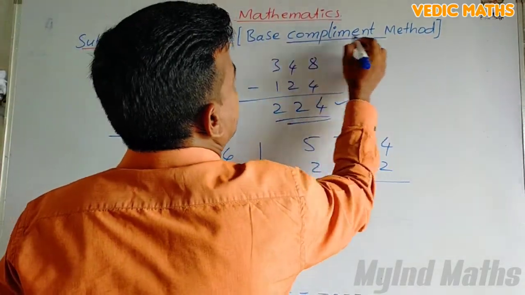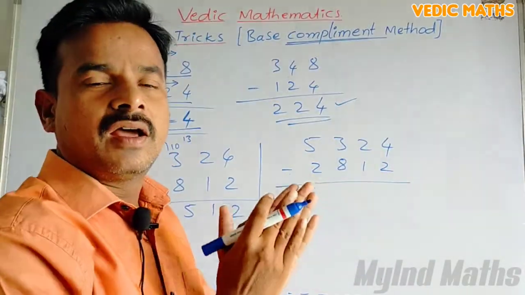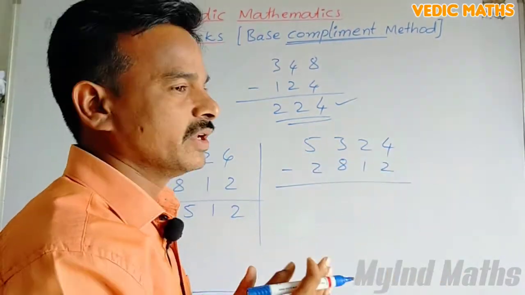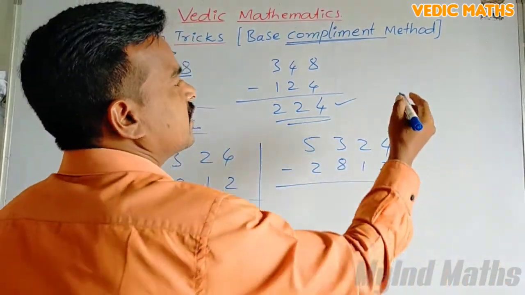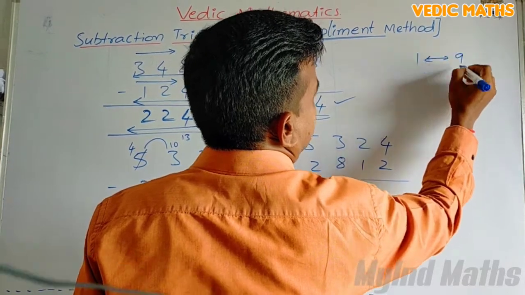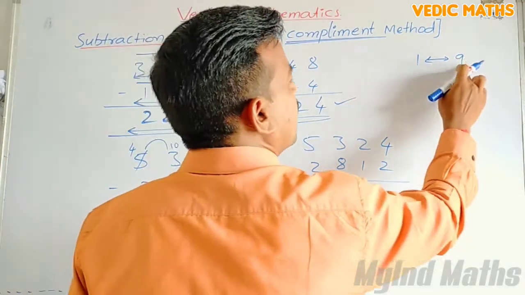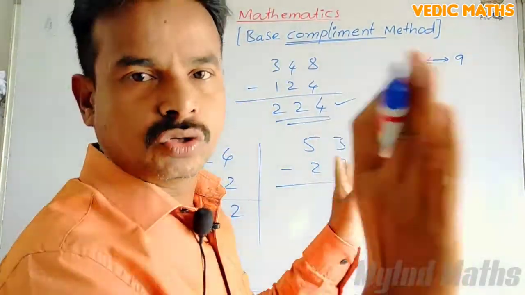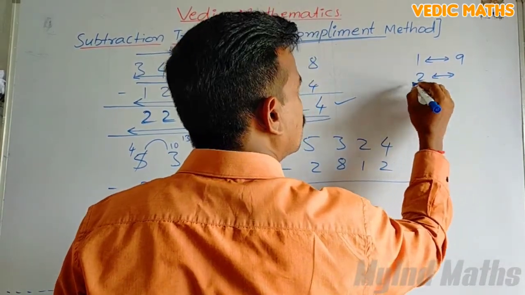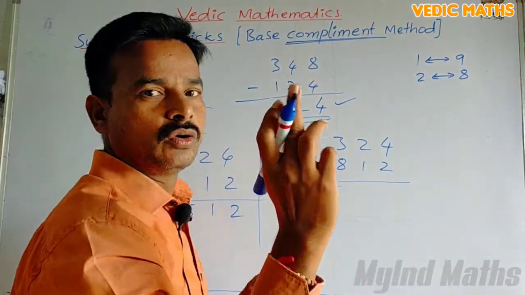You see here, what is a complement? First we have to know the complement. We can take any one digit number and find its complement for 10. For example, take 1. What is its complement? 9, because 1 plus 9 is equal to 10. So 1 and 9 are complements to 10. Next, take 2. What is the complement of 2? 8, because 2 plus 8 is equal to 10.